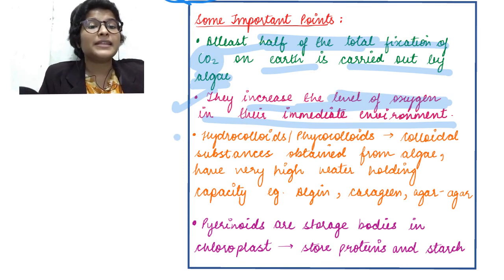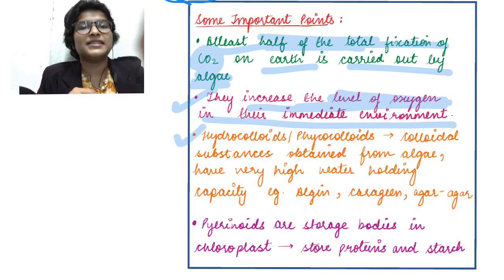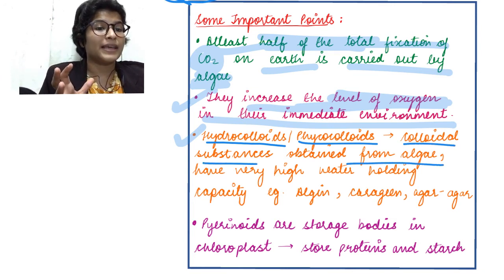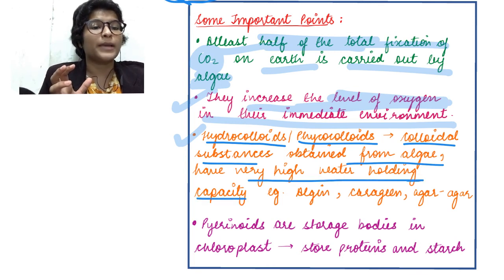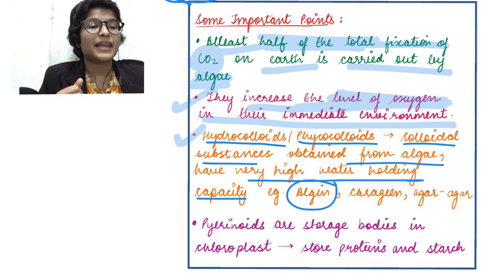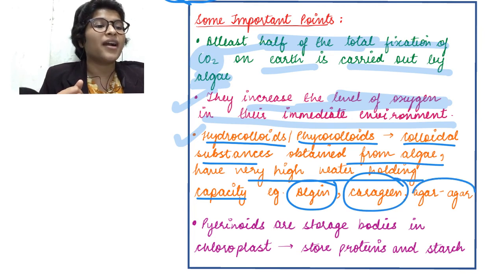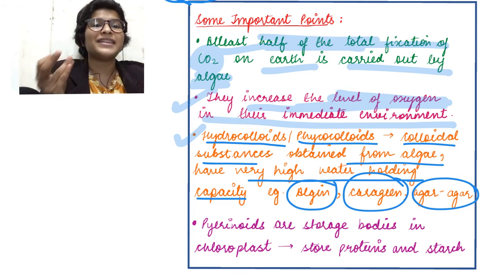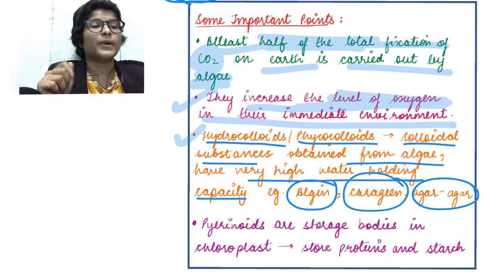Okay. Next important thing about algae is its commercial use in the form of hydrocolloids or phycocolloids. Okay. So ये colloid क्या है? These colloid substances which are obtained from algae are very high water holding capacity substances. ठीक है, इनमें बहुत पानी होल्ड करके रखने की कैपेसिटी है. What are the examples? We have substances like algin, carrageen and agar-agar. इनकी स्पेशलिटी क्या है? These are used commercially in food products like ice creams, jellies, etc. That is why there is commercial demand for hydrocolloids or phycocolloids.